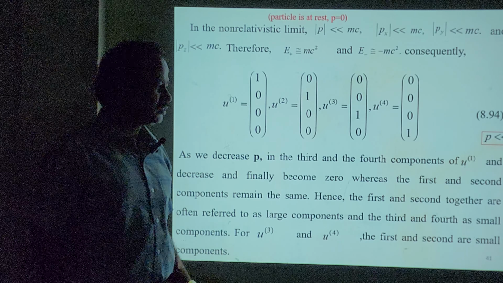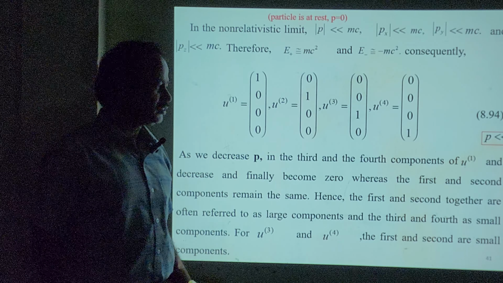The Klein-Gordon equation exists only for one component, whereas the Dirac equation has four components: U1, U2, U3, U4. We are going to check whether they obey the normalization condition and the other one, the completeness condition, or not.